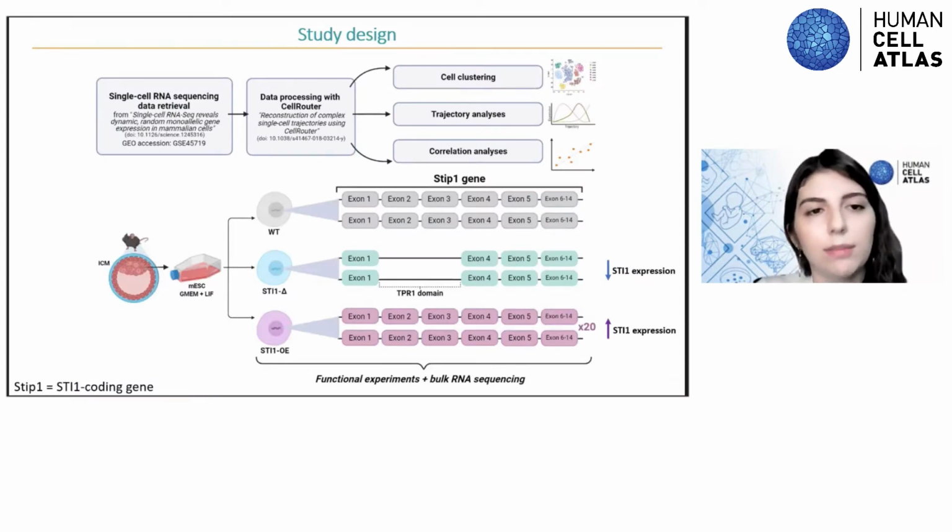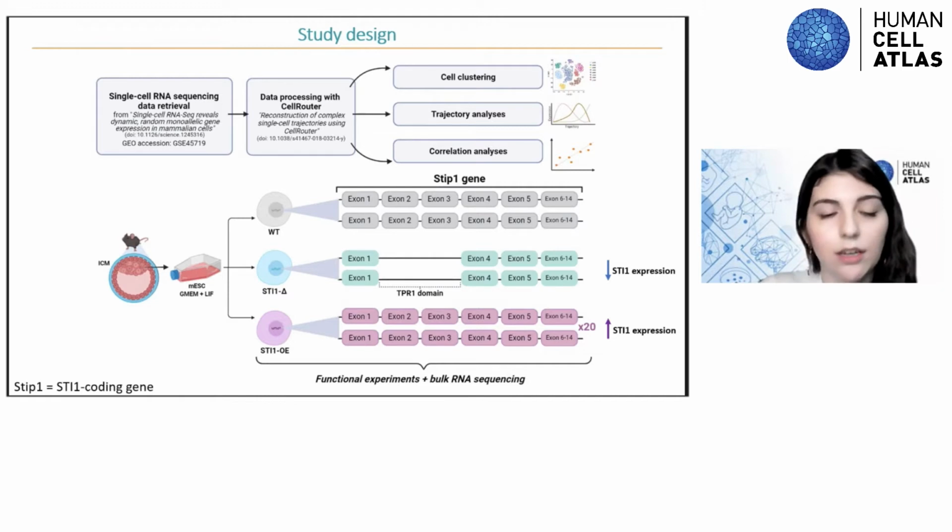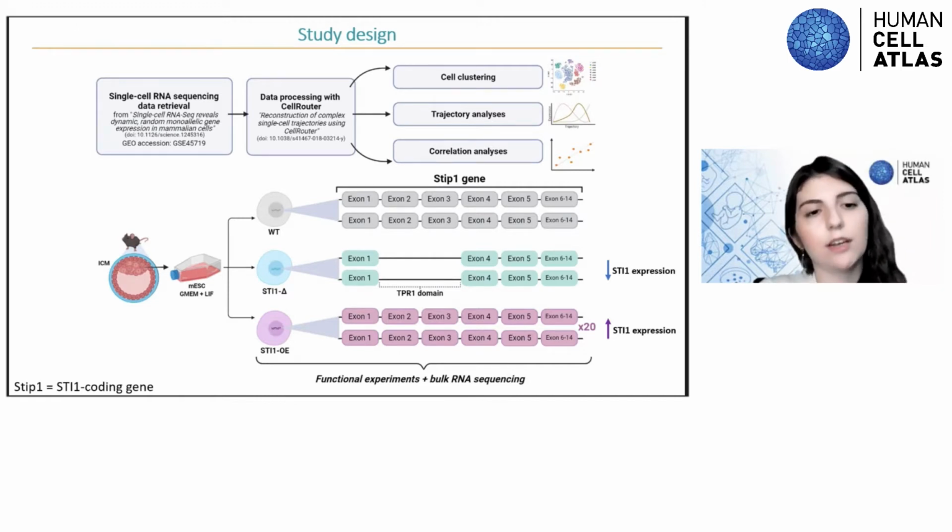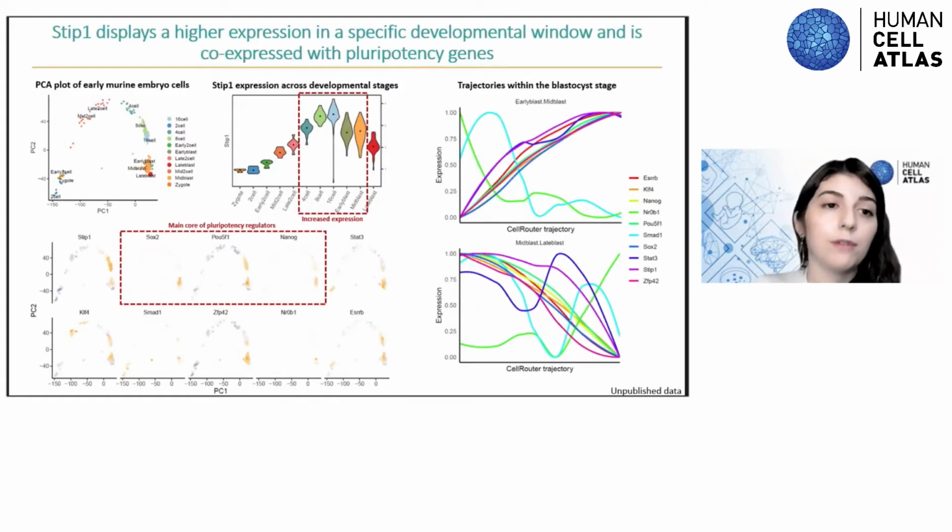So to investigate this possibility, we analyzed publicly available single-cell RNA-seq data of early murine embryo cells ranging from the zygote to the late blastocyst stage. We also developed an in vitro model deriving embryonic stem cells from the inner cell mass of early murine embryos that were transgenic for the STIP1 gene that encodes STI1, resulting in embryonic stem cells with either normal, lower, or higher levels of STI1.